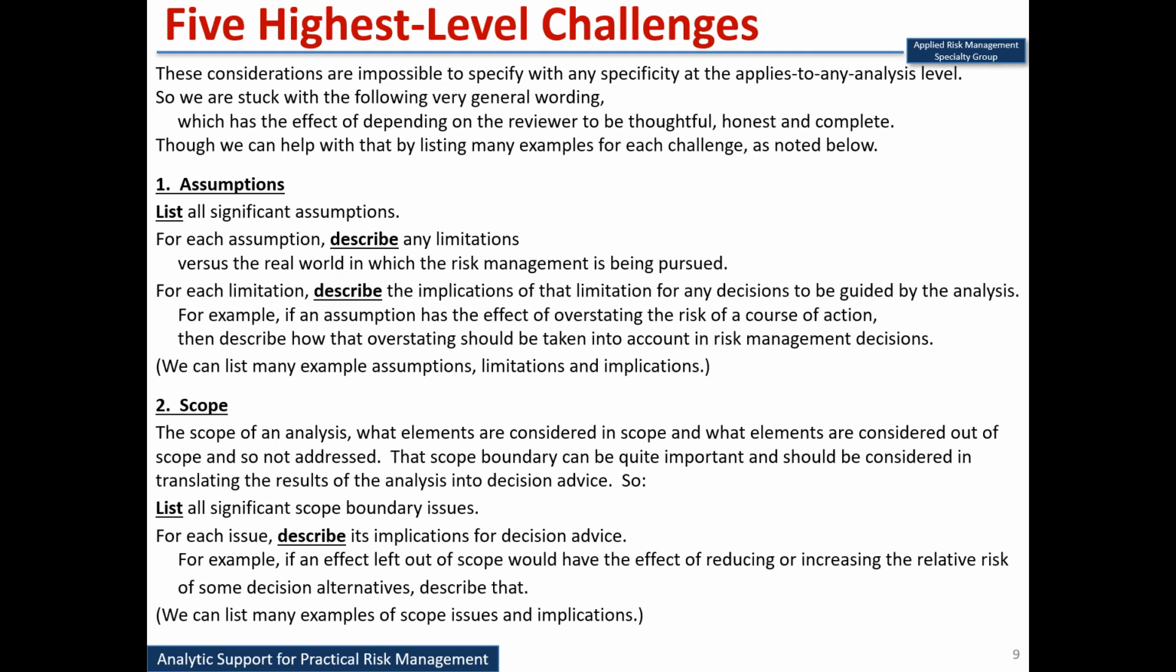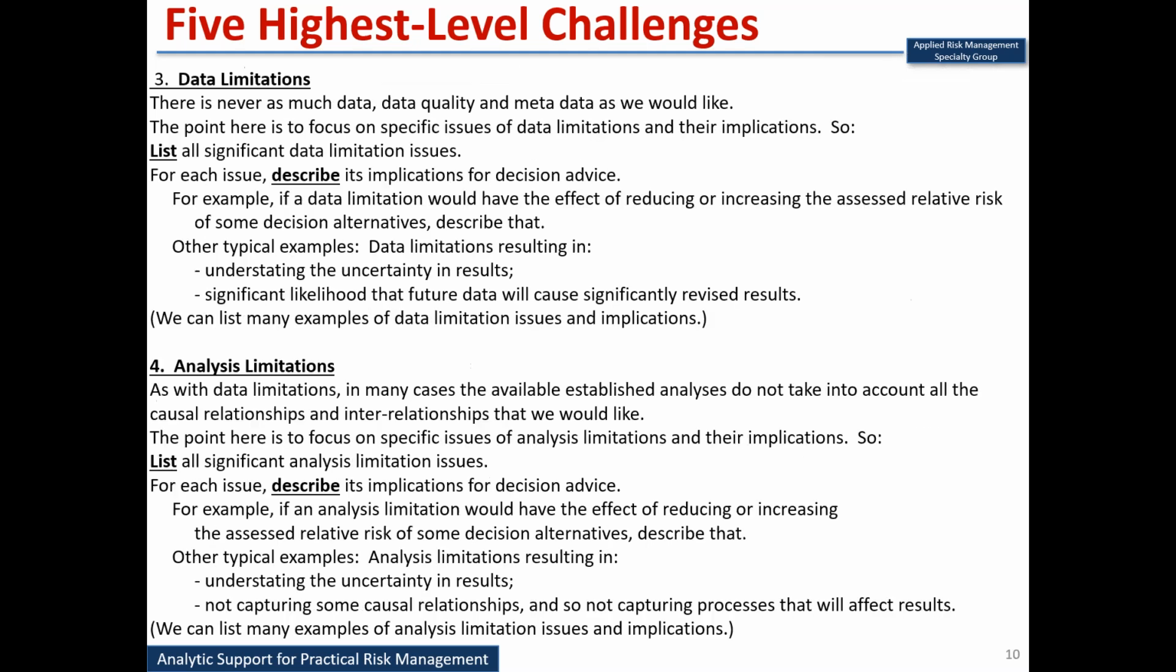Yeah, okay, assumption. Second, scope. Scope of analysis. As an example, I said before, oh, it's just too hard to include these other consequences. Yeah, but it makes a huge difference in the relative risk. So list all significant scope boundary issues. For each issue, describe its implications for decision and advice. For example, the effect of leaving that out of the scope is okay, except when we rank these risks. Oh, risks 5, 7, 9, and 12 are underestimated relative to the other ones. Decision makers should know that. Again, we can list examples. Again, they say, John, this is never going to work. It's too general. Well, let's try.